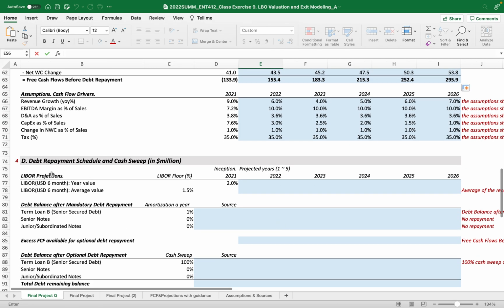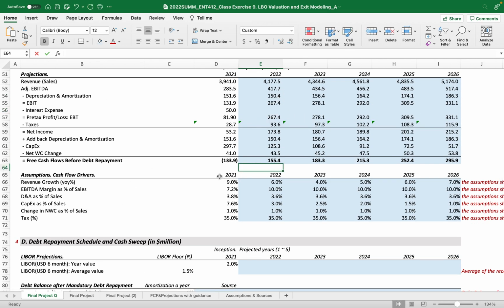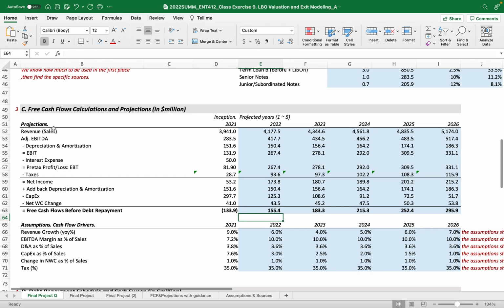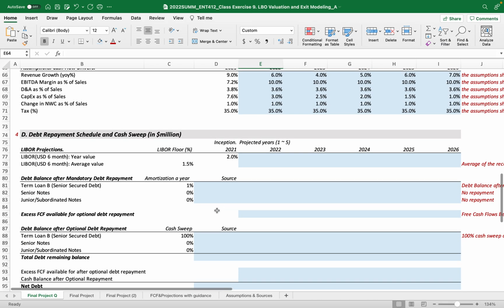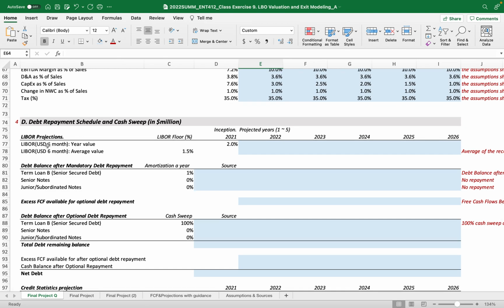Let's continue to the debt repayment schedule and the cash sweep. We haven't finished the free cash flow calculation and projection model, because the interest expense is calculated based on the update of this debt amount every year up to the projected years. So here, the debt repayment is comprised of the interest rate assumption and the debt balance after mandatory debt repayment, using some amortization according to the characteristics of each debt tranche.